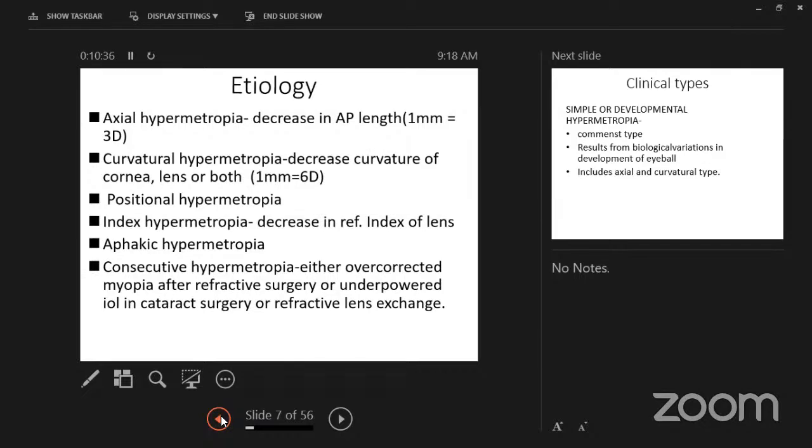Then positional hypermetropia, when the lens is positioned behind, and then index hypermetropia, a decrease in refractive index of the lens, aphakic hypermetropia, and then consecutive hypermetropia, which results from either overcorrected myopia after refractive surgery or an underpowered IOL in cataract surgery.